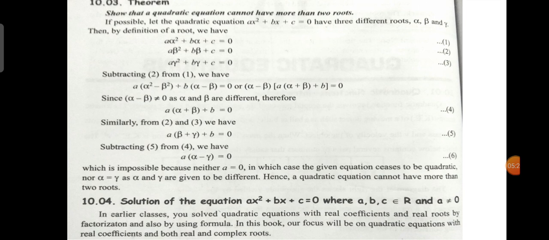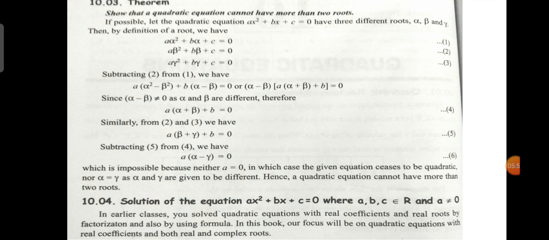That is the theorem: show that a quadratic equation cannot have more than two roots. The proof is given here, just go through that. We proceed by contradiction: if possible, we suppose that the quadratic equation has more than two roots.